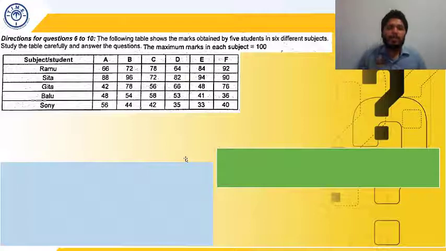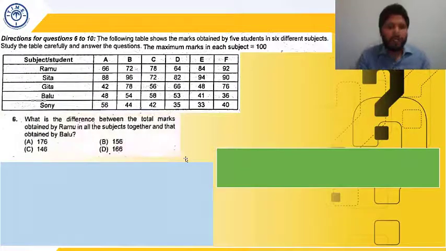So how much did Ramu score in subject A? 66. How much did Ramu score in subject D? It is 64. How much did Geeta score in subject B? It is 78. How much did Soni score in subject E? It is 33. So these are the marks which 5 students got in 6 different subjects A, B, C, D, E, F, and the maximum marks is fixed for each subject for each student, which is 100. Marks are given here in the form of a table. Now the first related question is this. Just take 30-40 seconds to read this question, then I'll be solving it for you.